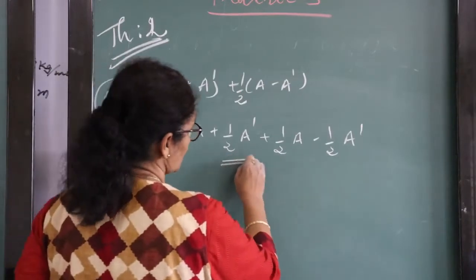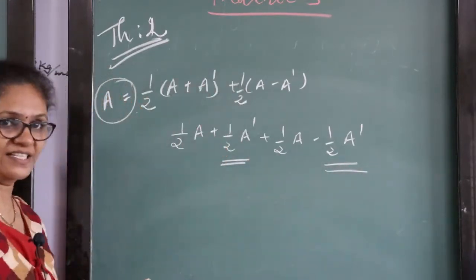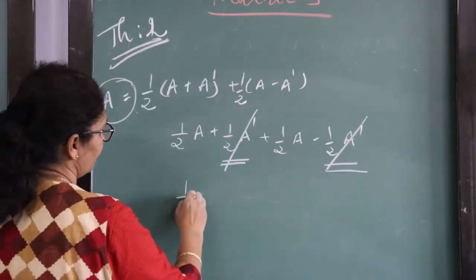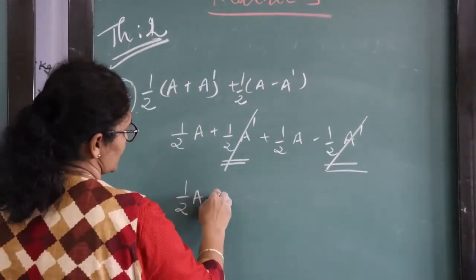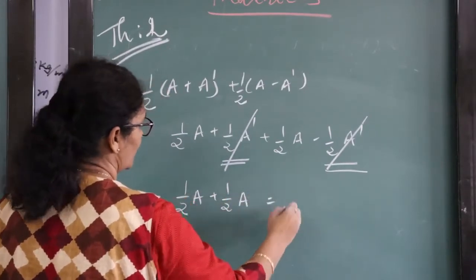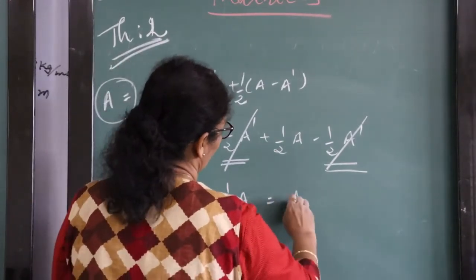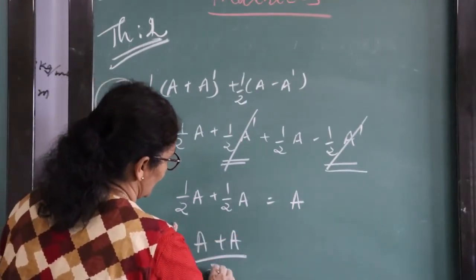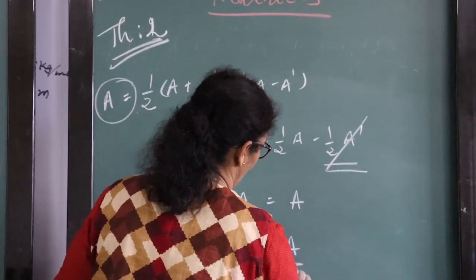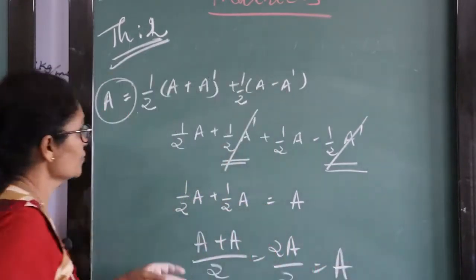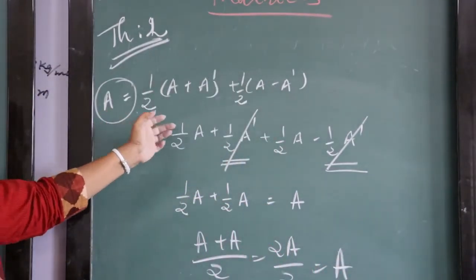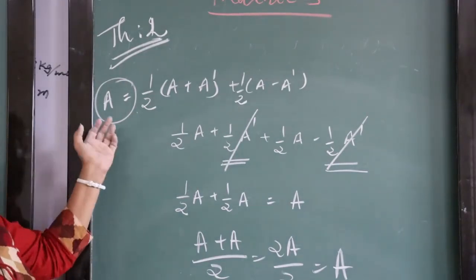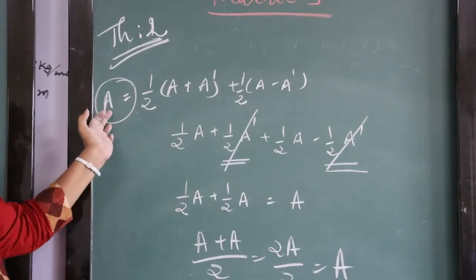Now check these two with plus or minus. So we can cancel it. So plus or minus A transpose is cancelled. Half of A plus half of A will be half and half, 1. You can write A also. If you don't get it this way, you can take LCM and you can write 2A by 2 equal to A. This is your second theorem, that any square matrix can be expressed as a sum of symmetric and skew symmetric, that I have taken with example A.